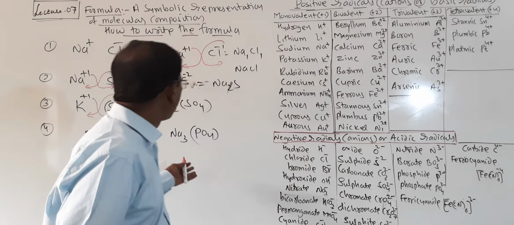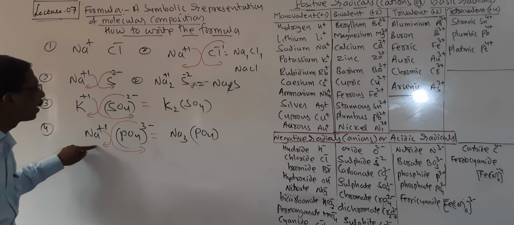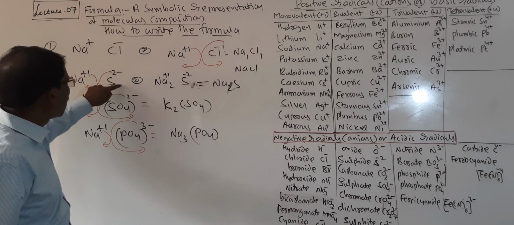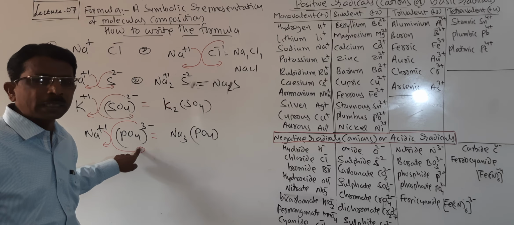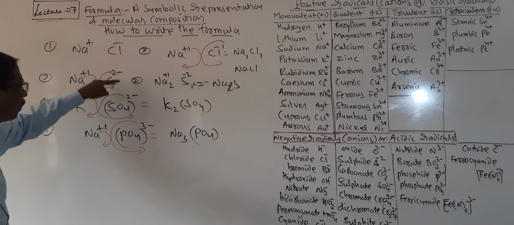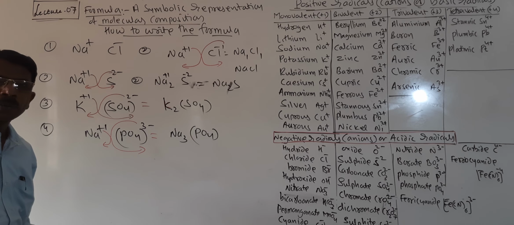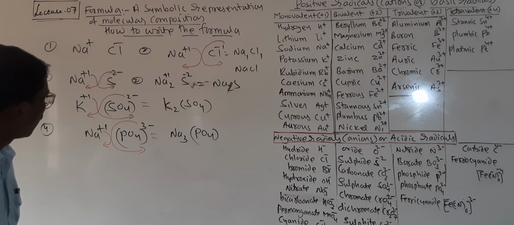Like this, I have taken monovalent, monovalent, and then monovalent, divalent and trivalent. So it is clear. I have taken the positive radical only 1 and the negative radical minus 1, minus 2, minus 3. Now I will take another example.